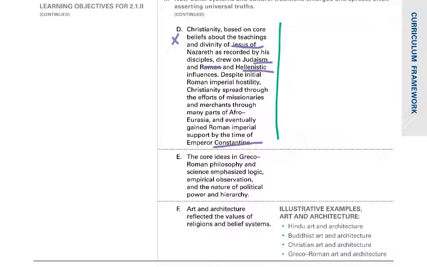Last one you want to know is Greco-Roman philosophy and science, emphasizing logic, empirical observation, and the natural political power and hierarchy. So rather than look towards a deity, what will happen in Greco-Roman philosophy is they will look to see how the world works.